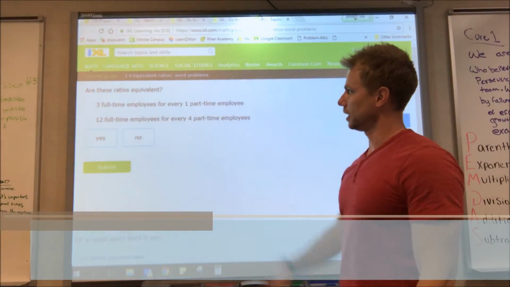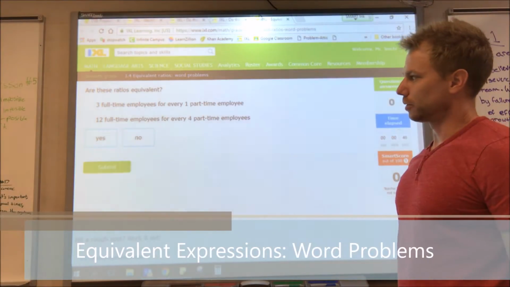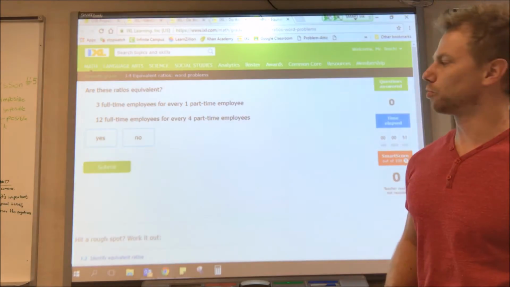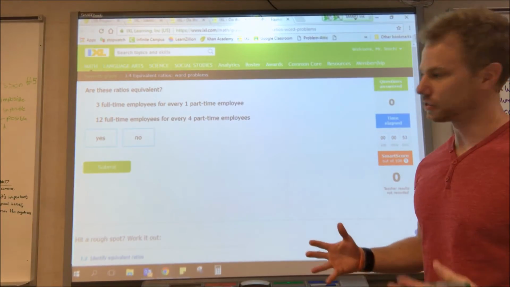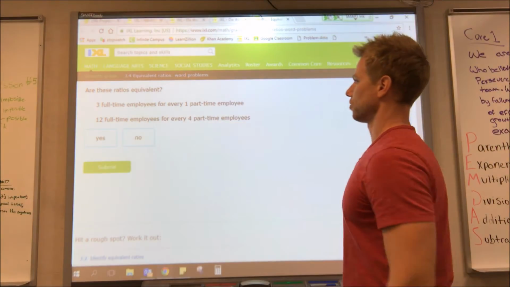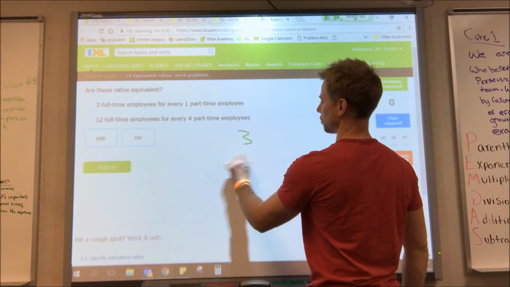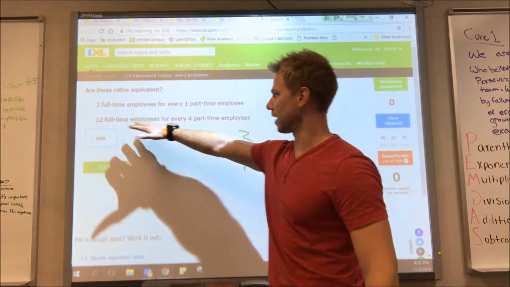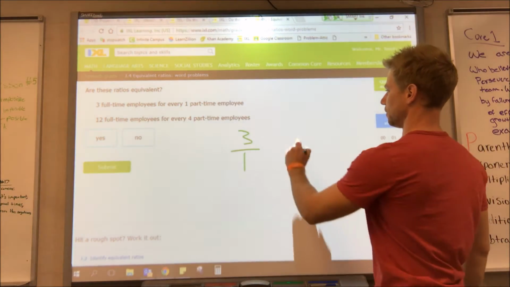All right, our first link here, we are trying to determine if these ratios are equivalent. So one thing we can do is put them into a proportion and then see if they're equal. So we have 3 full-time employees for every 1 part-time. So that makes a ratio there, just that information. 12 full-time employees for every 4 part-time.